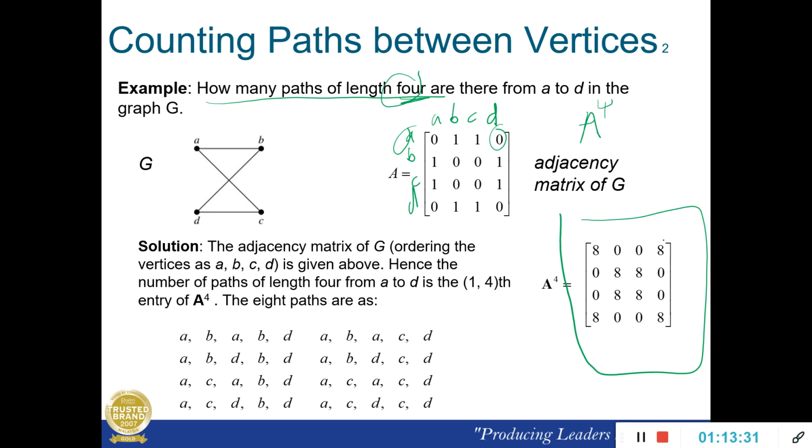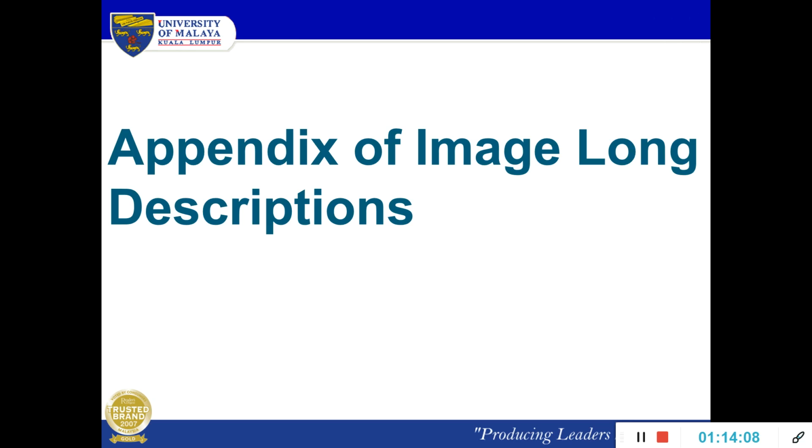So you have A to D, with rows A, B, C, D. So you have 8 paths, path length of 4, 8 paths. A, B, A, B, D; A, B, D, B, D; A, C, A, B, D, and so on. So this is the counting of paths of vertices. So that's it for today.